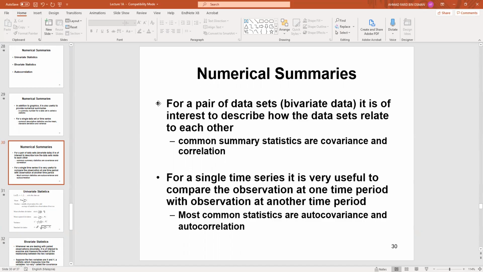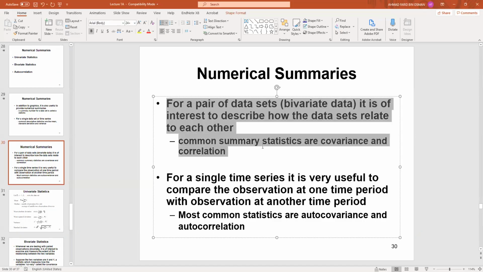If you have X and Y, two variables, then you can use covariance and correlation to represent the relationship between the two variables. But if you only have one series, we use the same concept of covariance and correlation to represent the relationship between current and past values of the same series. So we call this autocovariance and autocorrelation.